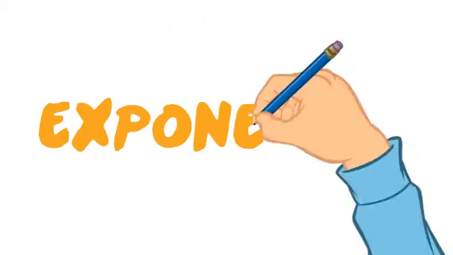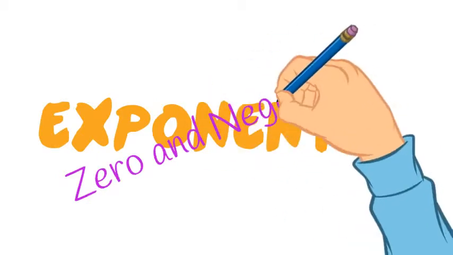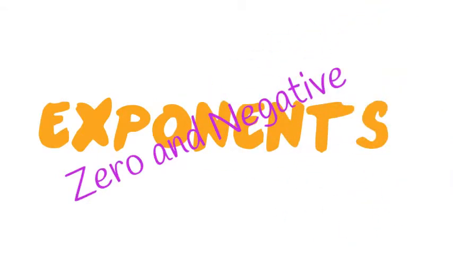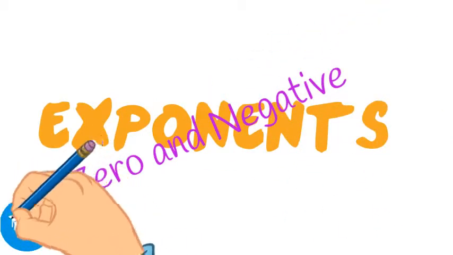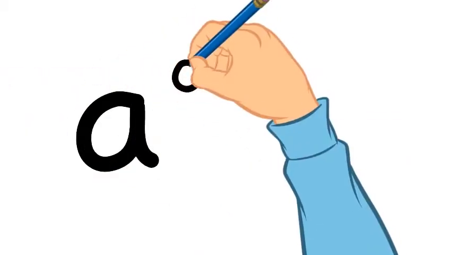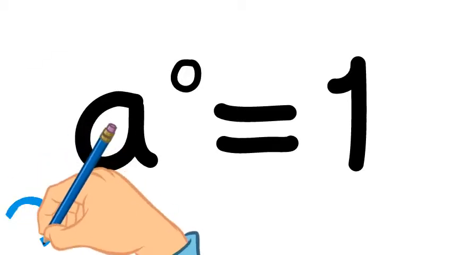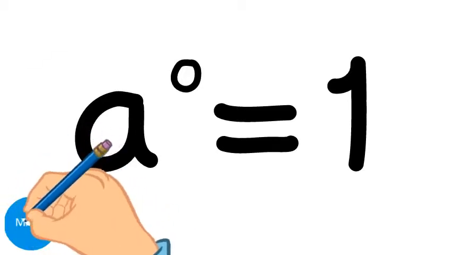In this video, we're going to talk about exponents when the exponent is 0 or a negative number. If I have any number other than 0 raised to the 0 power, that is defined as 1. Remember, it can be any number raised to the 0 except for 0 to the 0.